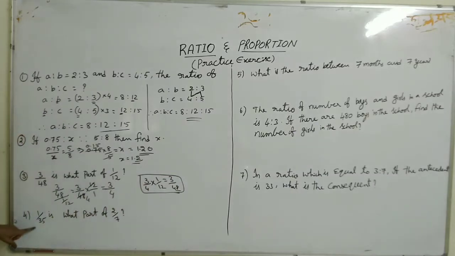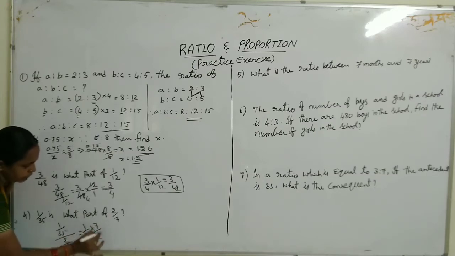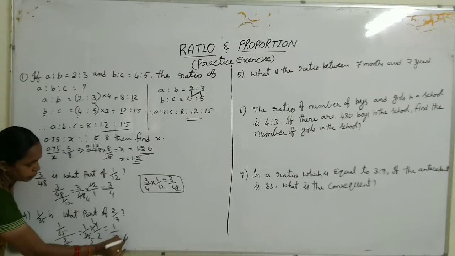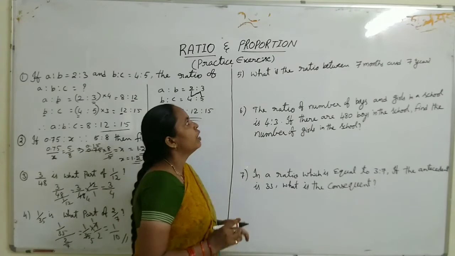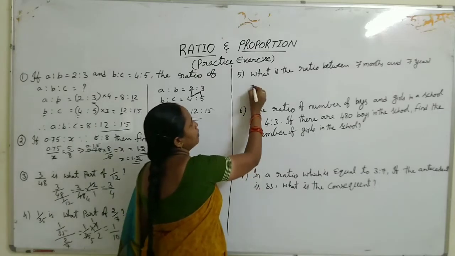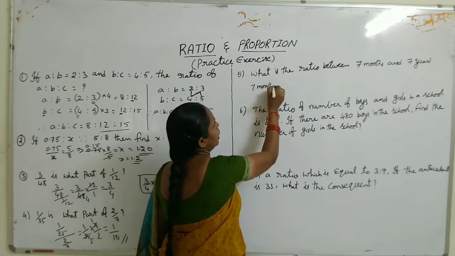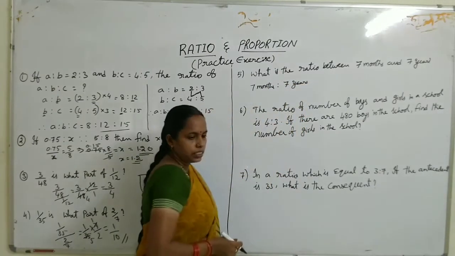Let's check the next one. Here, 1 by 35 is what part of 2 by 7? That is 1 by 35 into 7 by 2. 7 ones, 7 fives. That is 1/10 part of 2 by 7. Next, question number 5. What is the ratio between 7 months and 7 years? So 7 months is to 7 years. Here the units, months and years, are not the same.